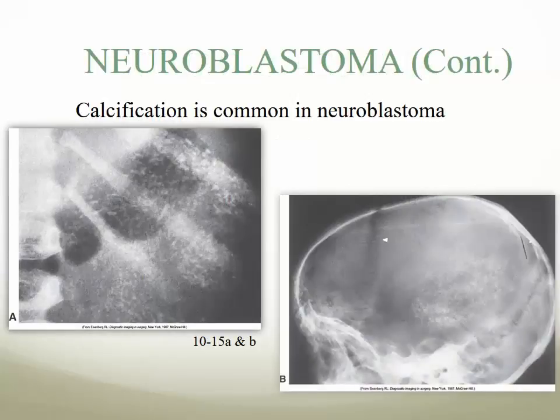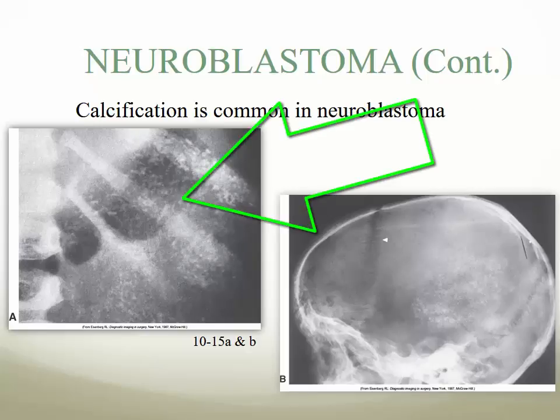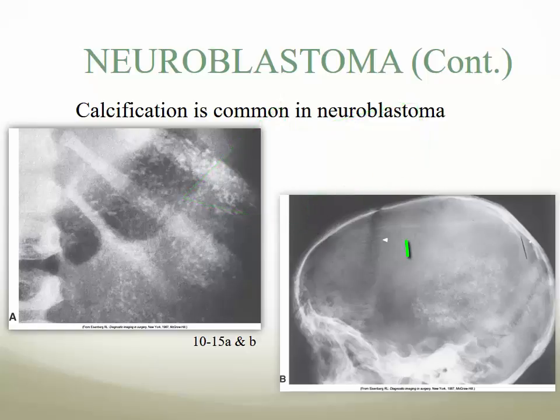Calcification is common in neuroblastoma, occurring in approximately 50% of cases. In the AP projection of the upper abdomen, we can see a diffuse granular calcification within a large primary tumor. In the lateral projection of the skull, we can see calcified deposits within a metastatic lesion in the calvaria.